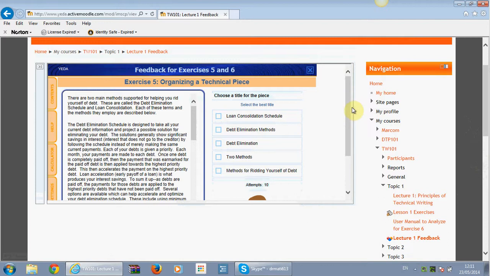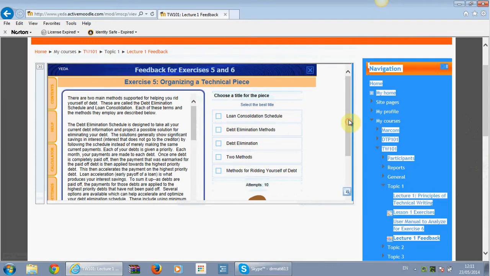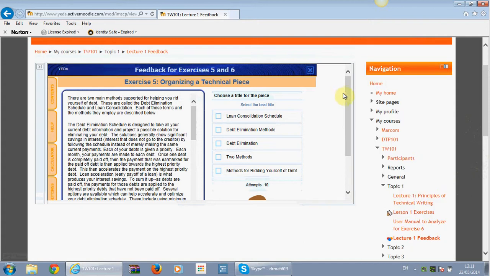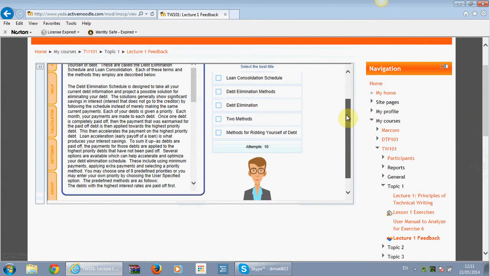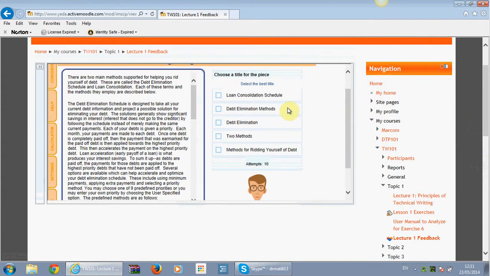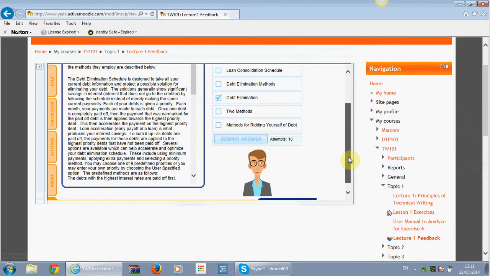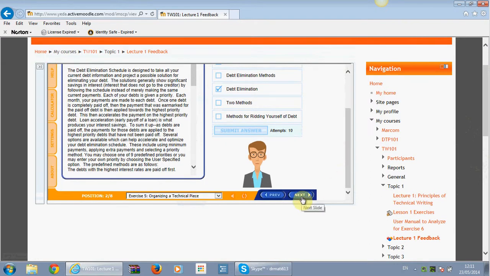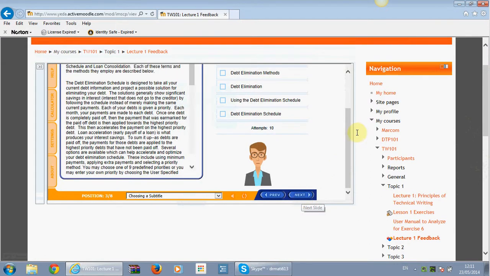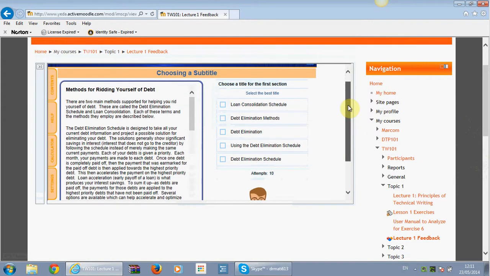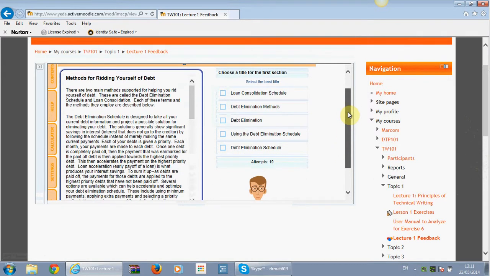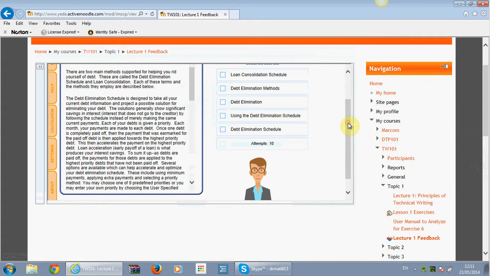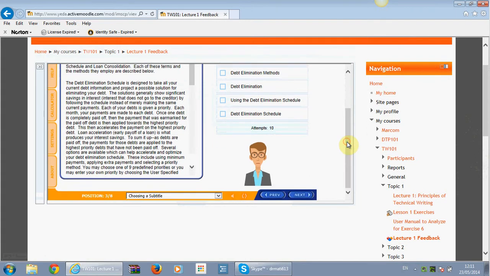All right, let's look. These are the choices. Let's just say you clicked debt elimination. All right. I'm not saying that's right or wrong, but let's see if that's a good one. Okay, we'll go to the next. Okay. Well, methods for ridding yourself of debt was the best choice. Okay. Let's see why.